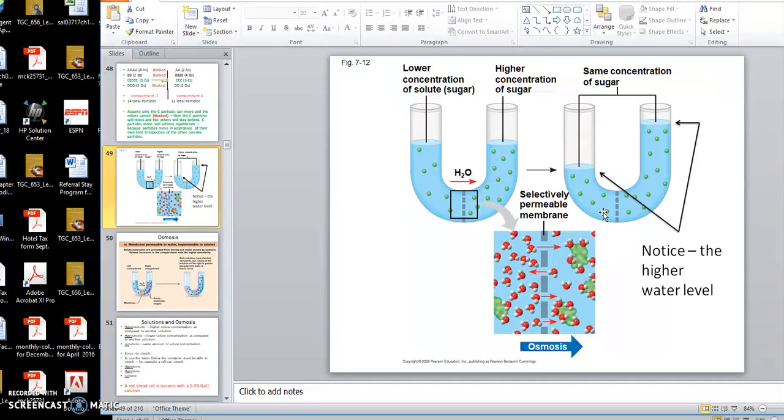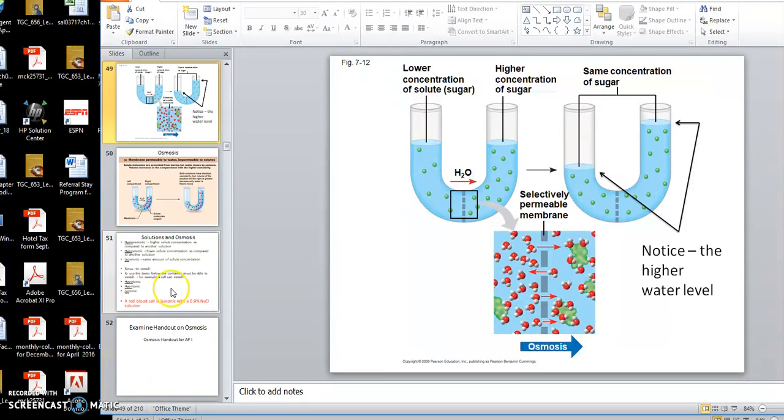The pressure exerted by osmosis is called osmotic pressure.